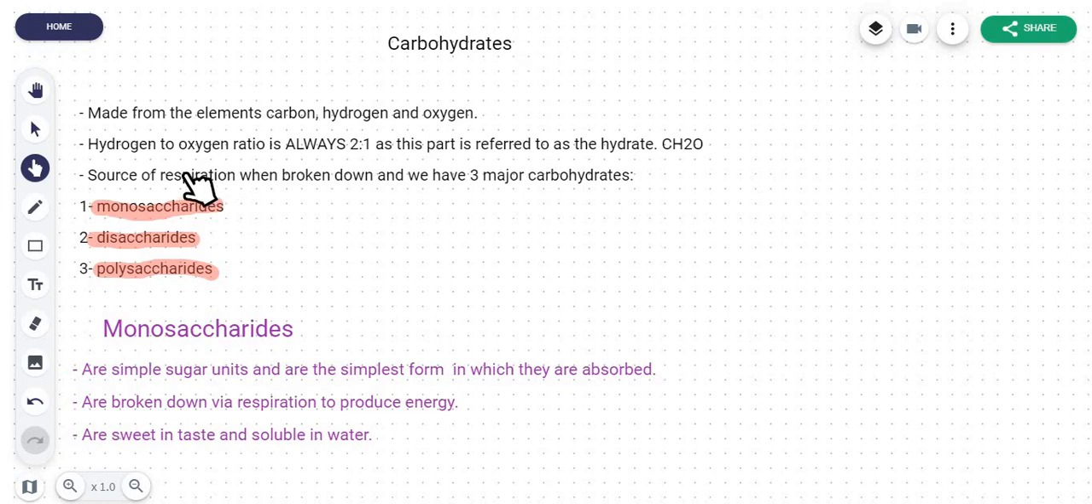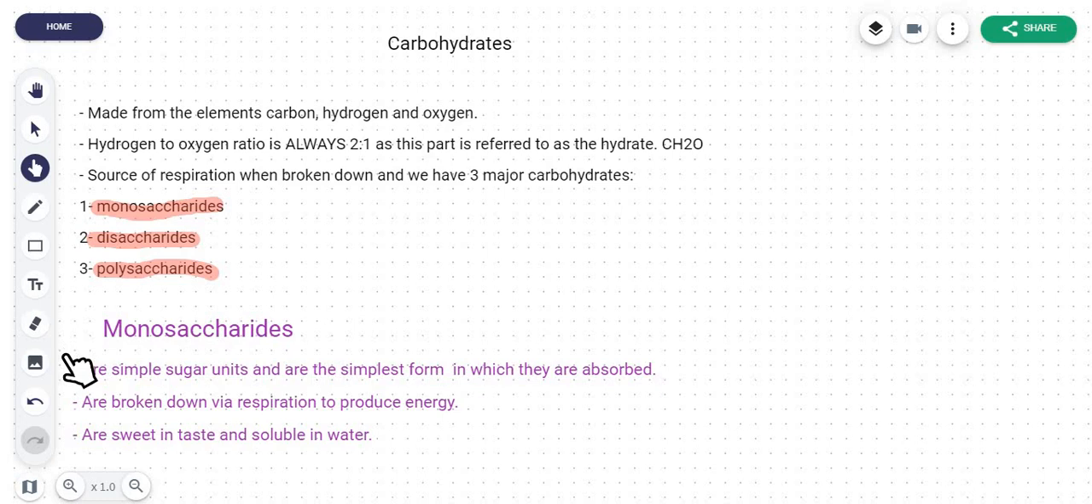Now let's talk about the uses of carbohydrates in general. They're actually a major source of respiration when broken down. And we have three major carbohydrates: monosaccharides, disaccharides, polysaccharides. Now, monosaccharides is that one particular form by which they are absorbed into our bodies, used, and broken down for respiration. And that is our upcoming topic: monosaccharides.